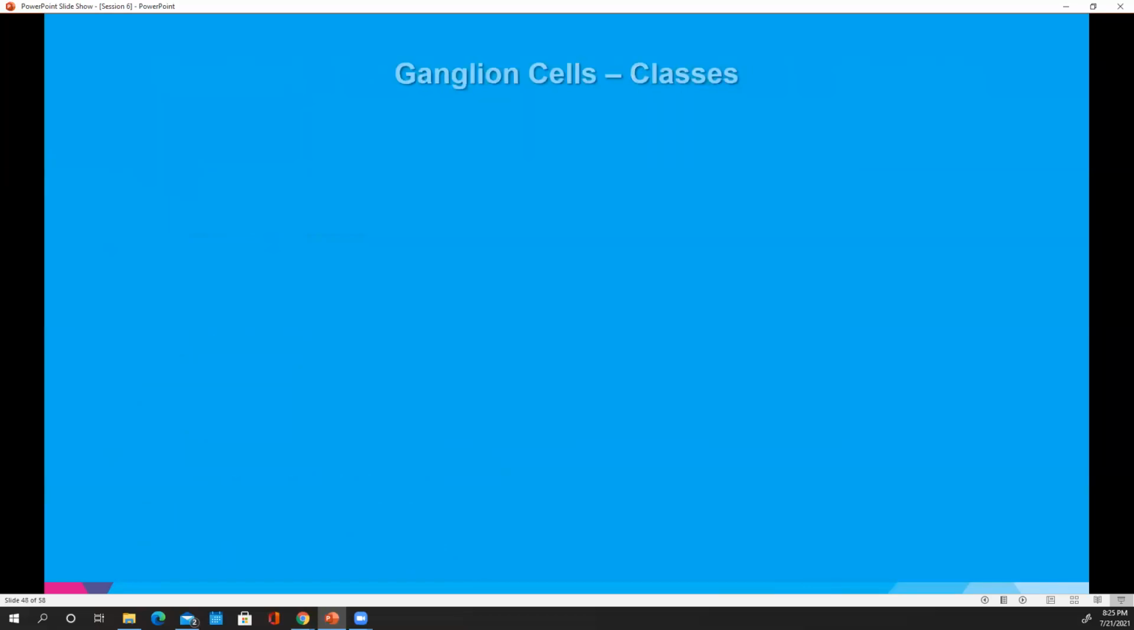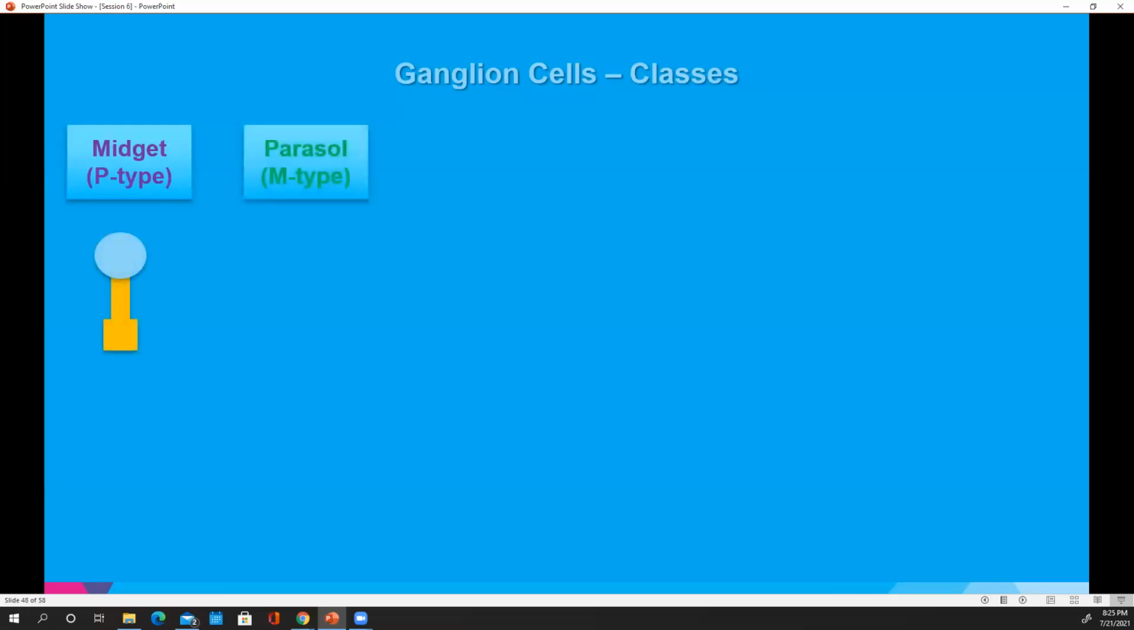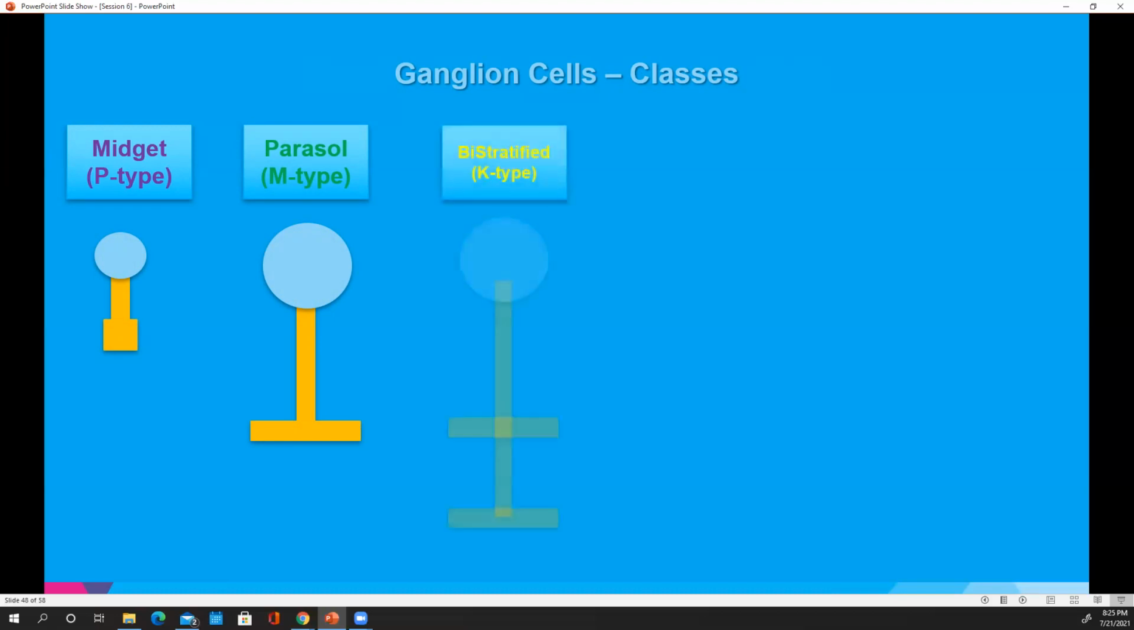Okay, so we're going to go through these classes another way. Midget, small, but again, P-type, little. Parasol, M-type, parasol, umbrella. As compared to these two, these guys are the two main ones. This guy has the bigger dendritic tree. Bistratified, K-type, this is my schema here, kind of shows you the cartoons. Bistratified has two stratifications, and you know what that means.